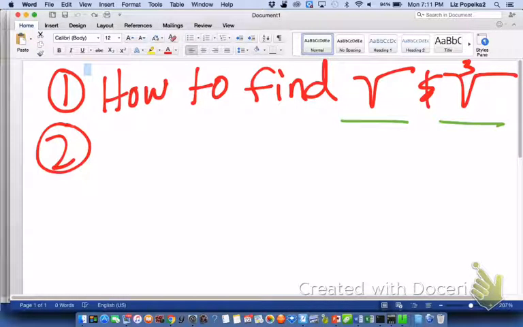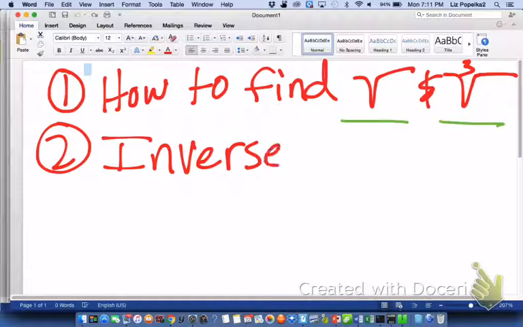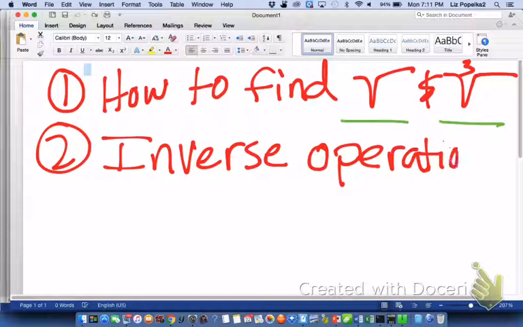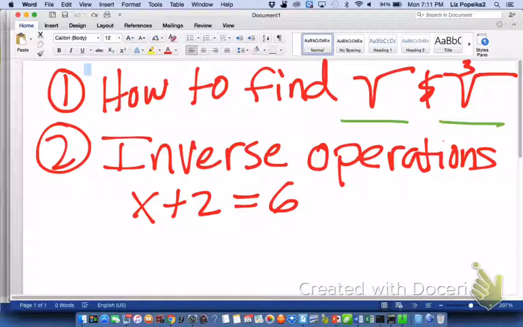The second thing you need to remember is a little something called inverse operations. This is something that you learned in 6th and 7th grade. If you're solving an equation, for example, I'm going to use a real basic one here, we need to find what x is by itself. And in order to do that, we have to get rid of that plus 2.